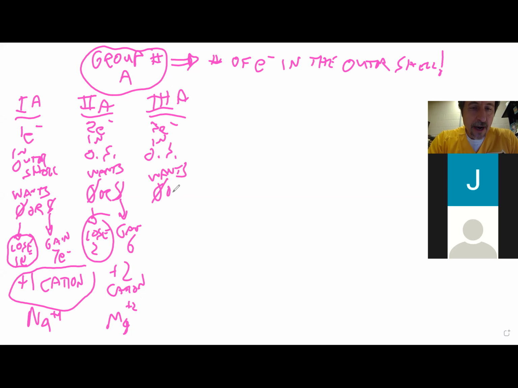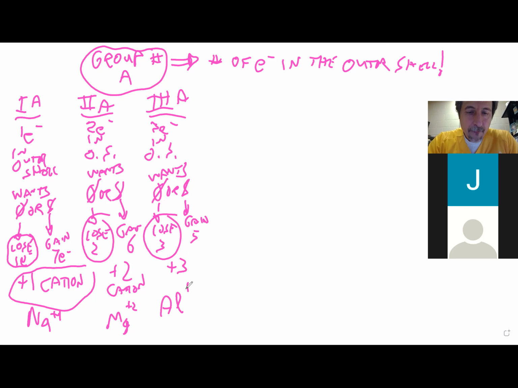Everybody wants zero or eight. You don't need to memorize this. I'd rather you recognize it. You could lose three or you could gain five. It's starting to get closer, but it's still easier to lose three. And aluminum likes to make a plus three.